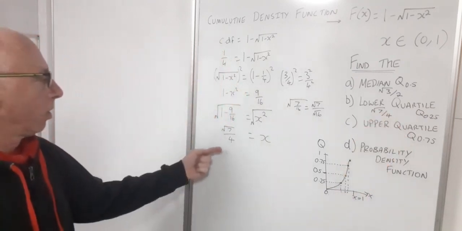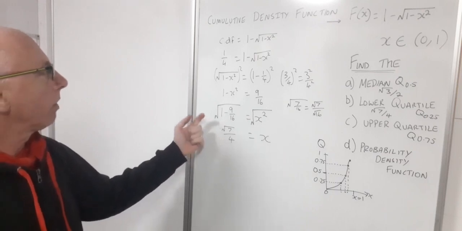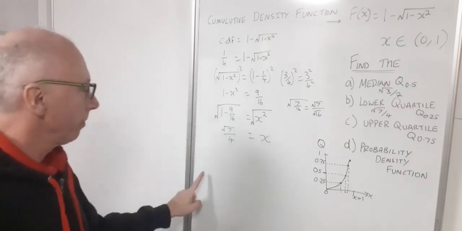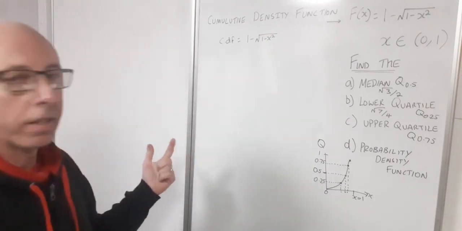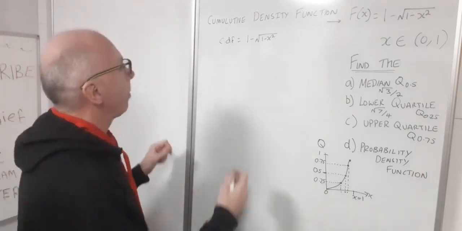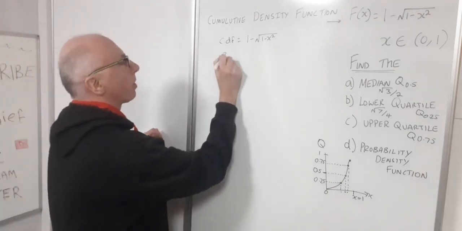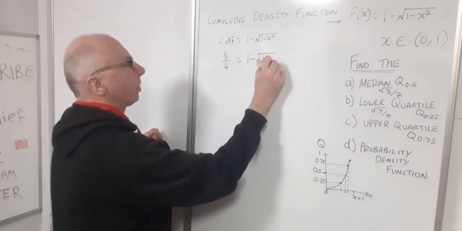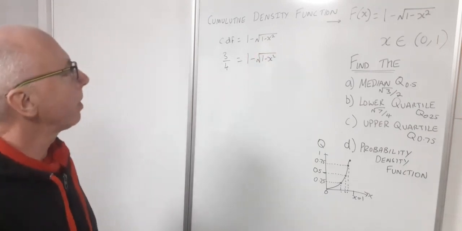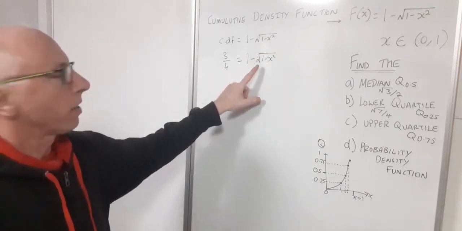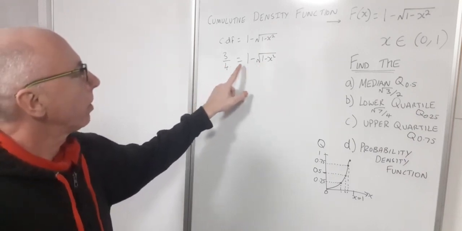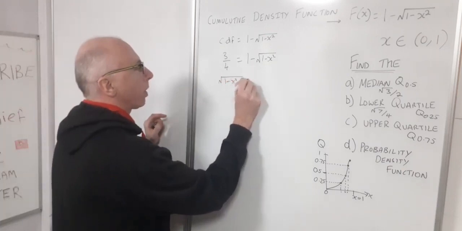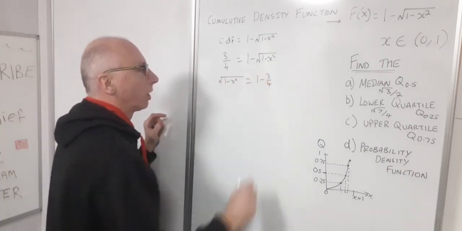Okay, now what about my value for my upper quartile? So let's take care of that. Let's take this off the screen. So now the upper quartile, let's go for that one. My upper quartile is 0.75, which is 3/4. And same business as before, set that to my cumulative density function. So bring this over to this side and then do 1 minus 3/4 on this side. So square root of 1 minus x squared is 1 minus 3/4.